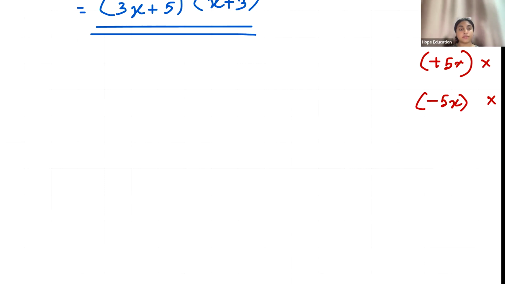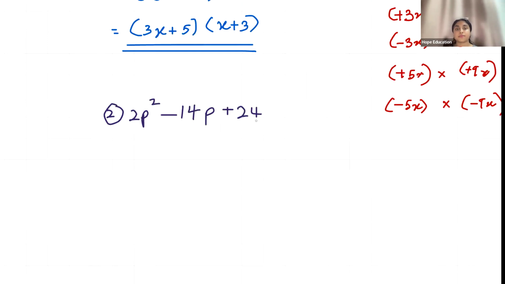2p squared minus 14p plus 24. Okay, Lamay, quickly do this. I won't set a timer, but quickly finish. Make it fast. Same method, huh?